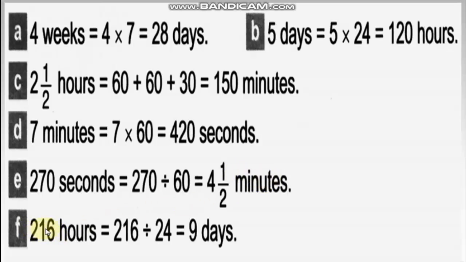Letter F. 216 hours equals how many days? From hour to day, we'll divide by 24. It's from the smallest to the greatest. So 216 divided by 24 equals 9 days.